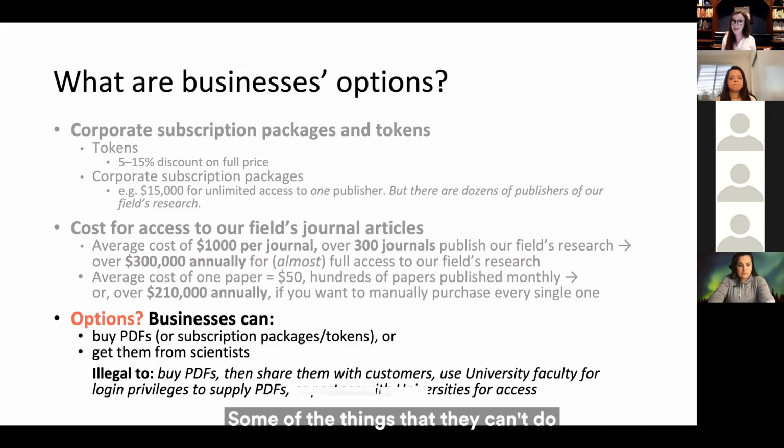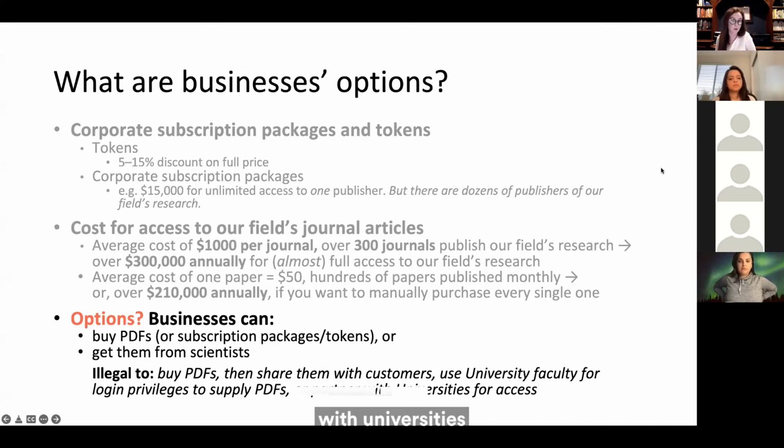Some of the things that they can't do that you'd think they might be able to, but they can't, is they can't buy PDFs and then share them with their customers. So like a business can't purchase PDFs and then share them with the people who buy from their business. That's illegal. It's also illegal for university faculty to partner with businesses in order to provide them login privileges or in order to supply them with PDFs. It's also illegal for businesses to try to partner with universities or university libraries for access. I've tried that. It's not legal.